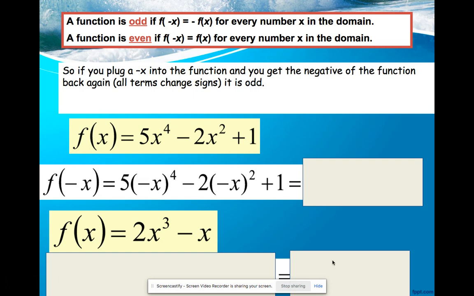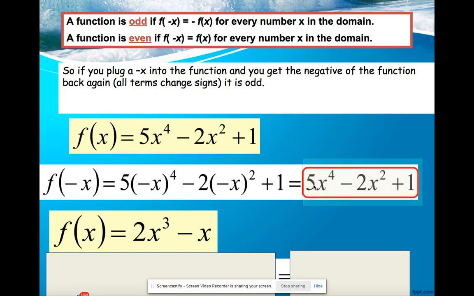What I'm hoping you're getting from this is that because these are even exponents, they're going to make our x's become positives again. And because we end up with something like this, notice how everything is still the same. Nothing changed, even though we changed our exponents to negatives. They're still the same. Nothing changed after we did that. So we have an even function.